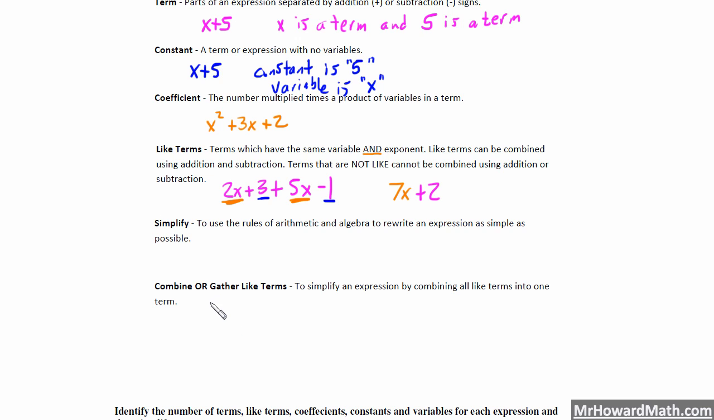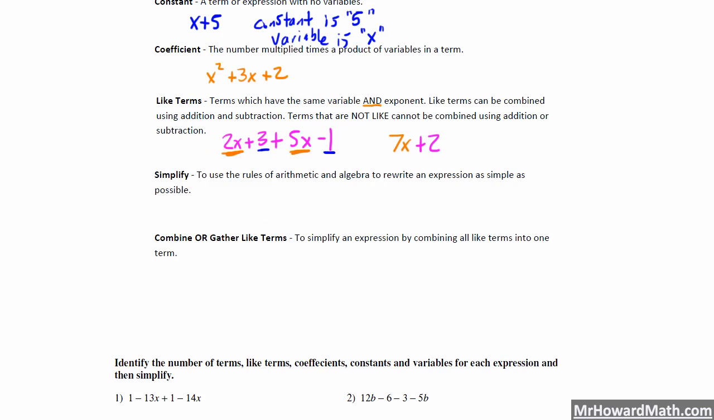Alright, last but not least is combine, or you might also hear it as gather like terms, and that is to simplify an expression by combining all like terms into one term. So we did that here. Okay, so we combined the like terms of 5x and 2x, that made 7x. That was combining like terms. Then we combined 3 and negative 1 to give us 2. We combined those like terms, and that act was simplifying.